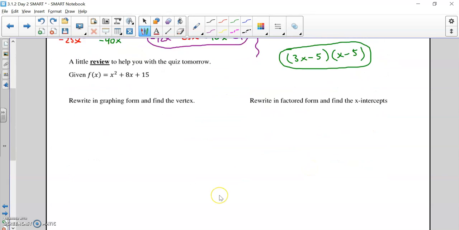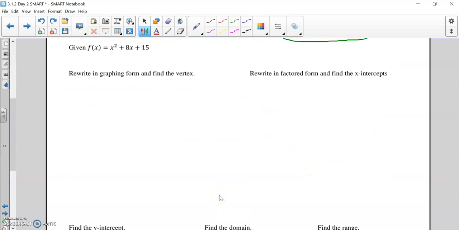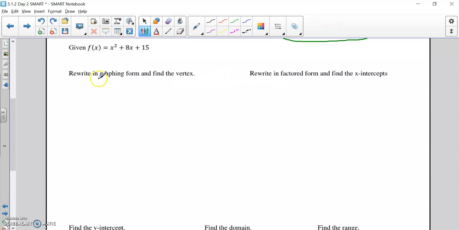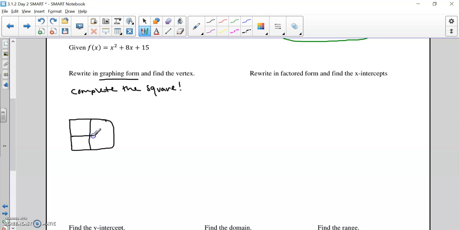All right, so the last portion here is for some review. It's some older stuff that we're still going to be responsible for doing. So I thought I'd bring that up as well. Now, when we are rewriting in graphing form, this means we need to complete the square. Okay, so this means that we're going to do the box. This is where we have to split the middle term. Kind of an ugly box, but we'll be all right.